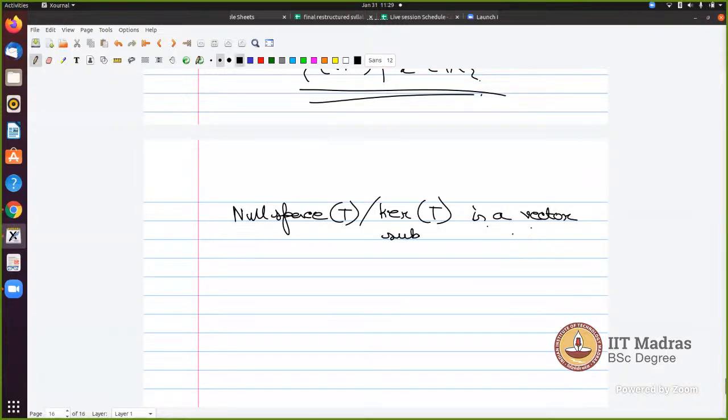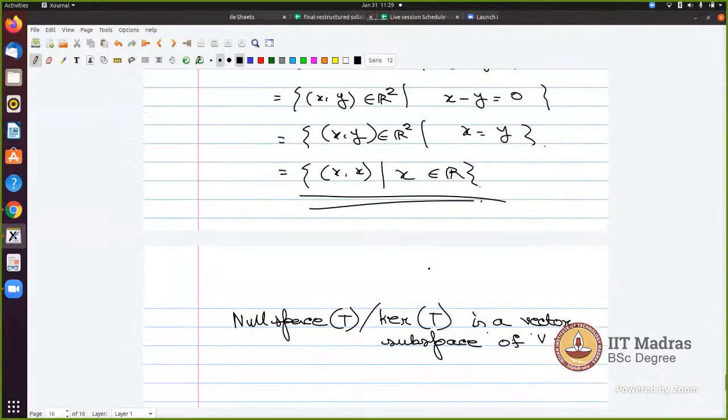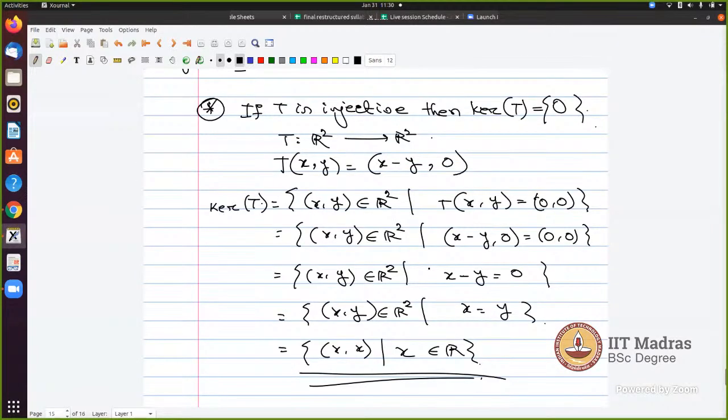Vector subspace of phi. Sir, can you scroll up a little? Yeah, just a moment. I will upload this in the folder, no issue. Okay, I will upload this PDF.